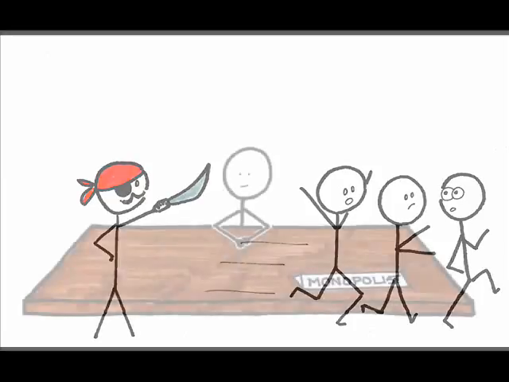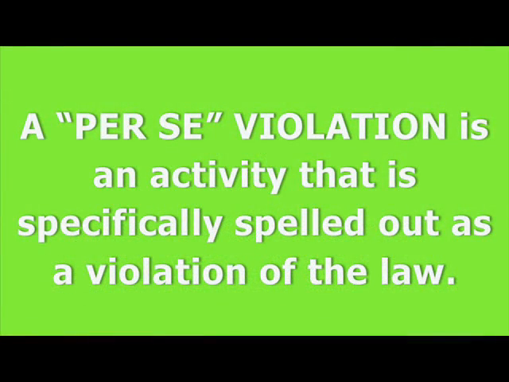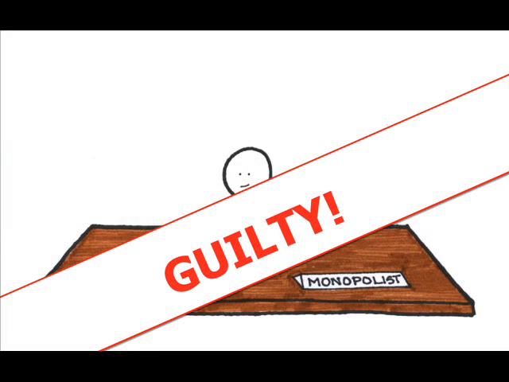Early on, existence of monopoly was deemed a per se violation of antitrust law. A per se violation is an activity that is specifically spelled out as a violation of the law. With a per se violation, whether or not competition was lessened did not have to be proven. A violation was based on the facts only and not on the effects, which were taken as a given.